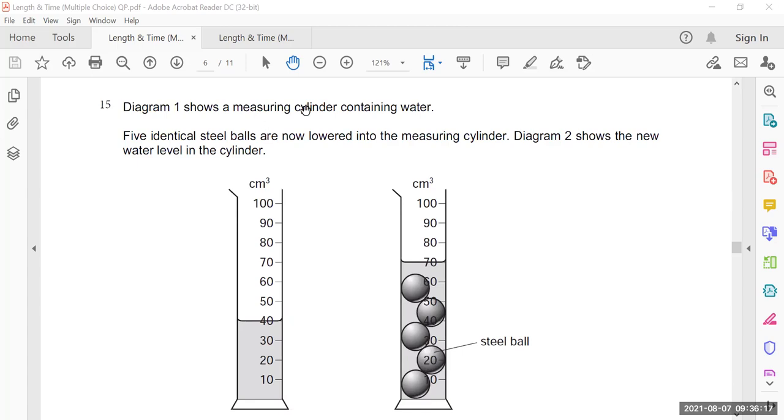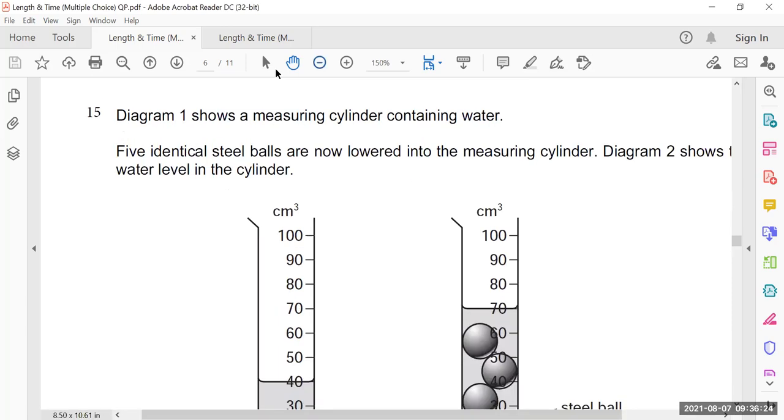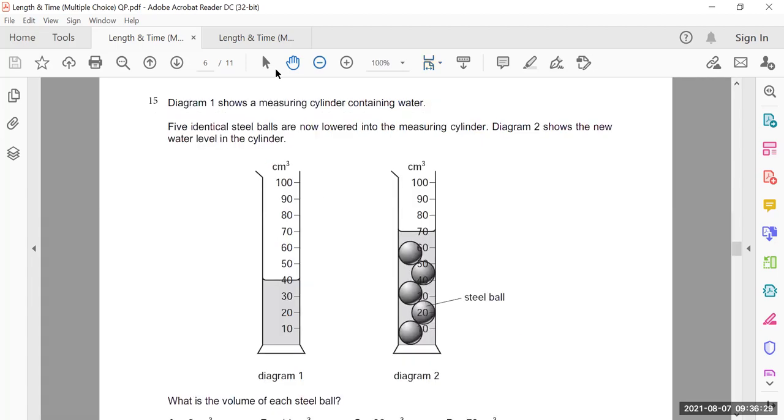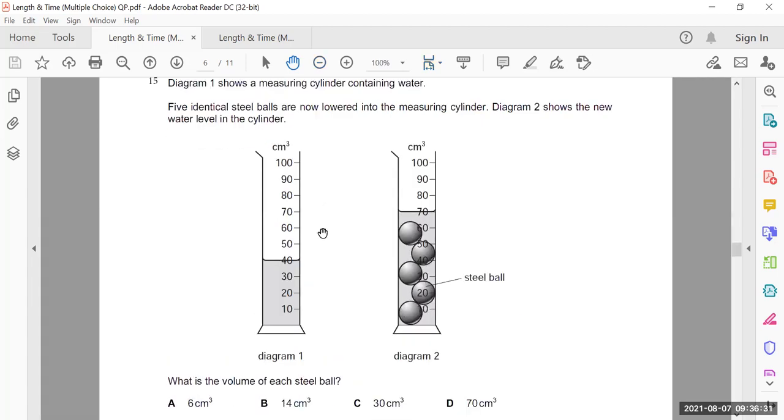Read the statement carefully and find what is the volume of each steel ball? Remember, children, some students make a mistake. They do not read this option. Each steel ball. Volume of each steel ball. Not the volume of five balls, but each ball.